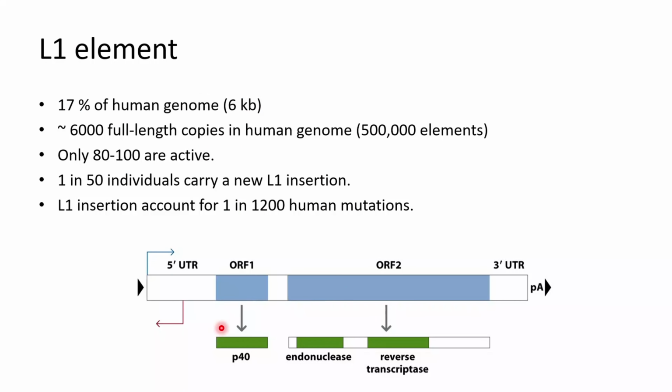So the L1 element, 17% of the human genome is basically L1 elements. They're each 6 kb long, so you can do the multiplication to figure out how big our genome is. It's about 3 billion bases, and there's about 6,000 full-length copies of this L1 element in the genome. Okay, the rest are not full copies. There's about 500,000 L1 elements in DNA. So this is a crazy amount. They're one of the major parts of our genome.